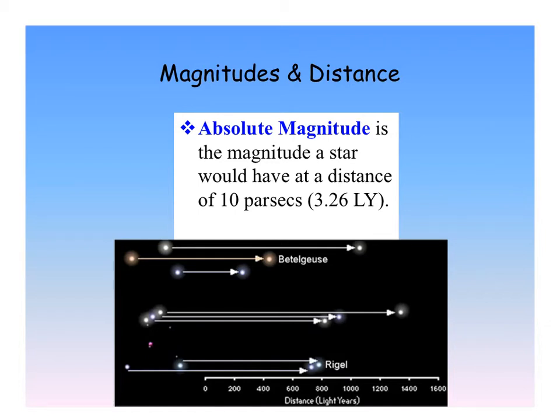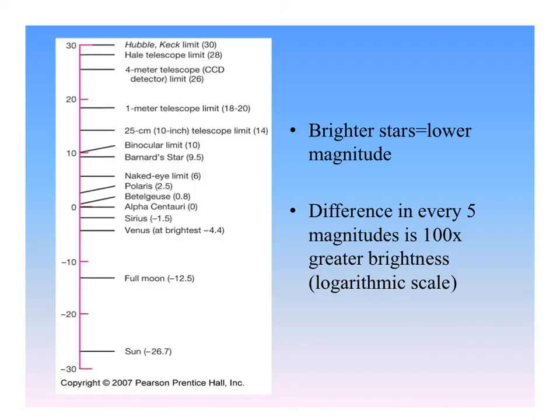Absolute magnitude is not. So if we were to place all stars at the same distance, and that arbitrary distance is 10 parsecs, which remember that 1 parsec is 3.26 light years, so 10 parsecs would be about 30 light years away. So if we put them all at the same distance, what their brightness would be, and that's absolute magnitude, and that's a much greater indicator of how bright a star is going to be. So absolute magnitude versus apparent magnitude.